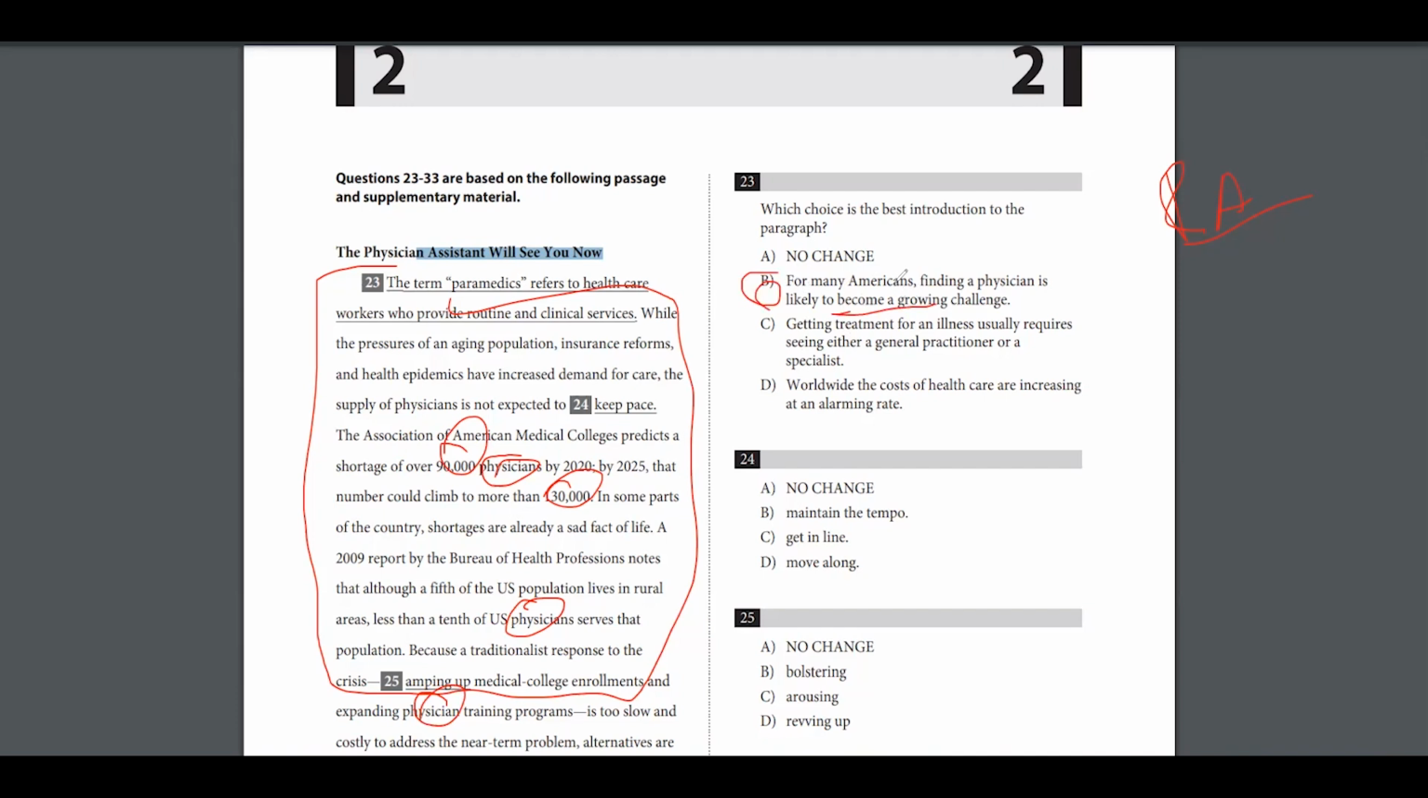So that's the way to do it. You have to have the main idea down before you even attempt this. Okay. So what's the next question?